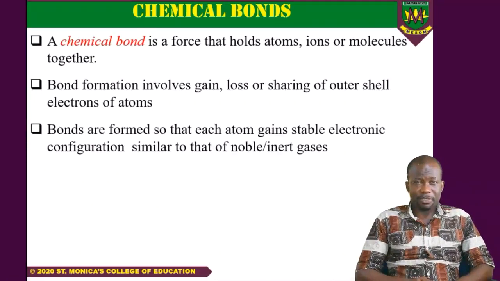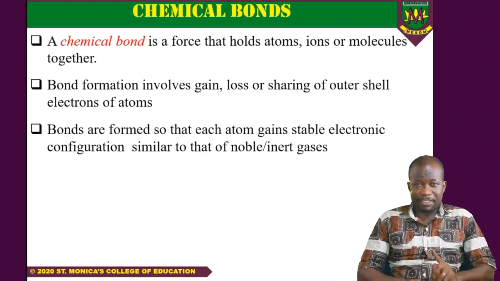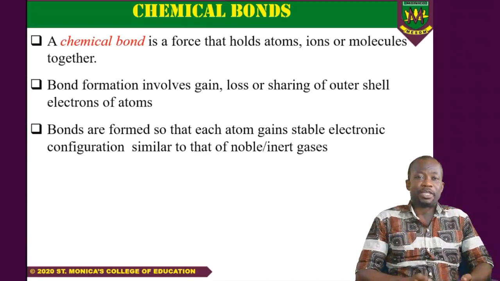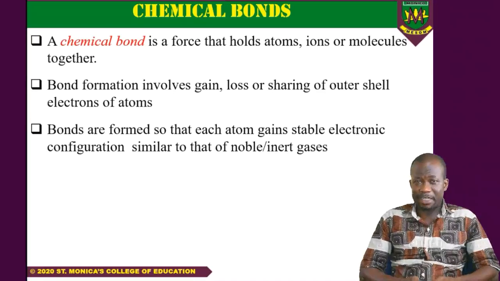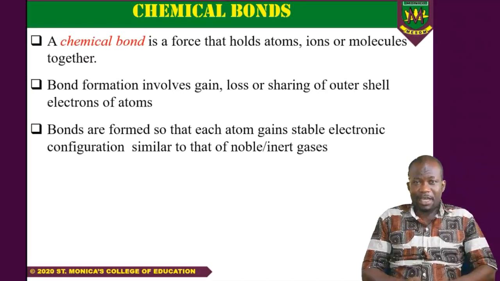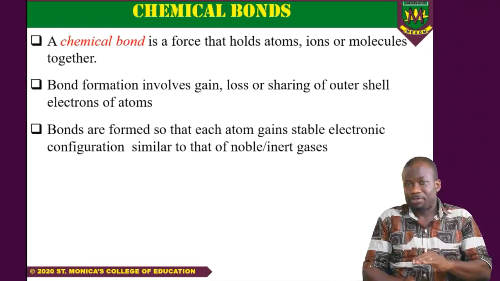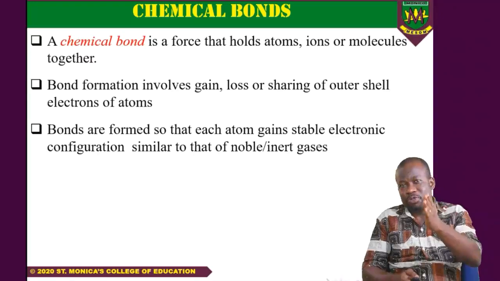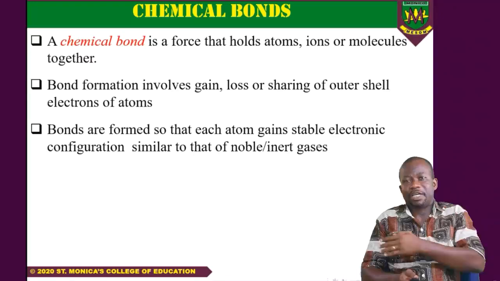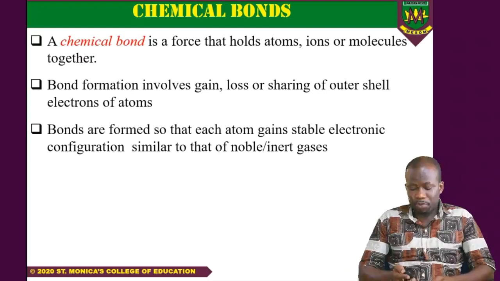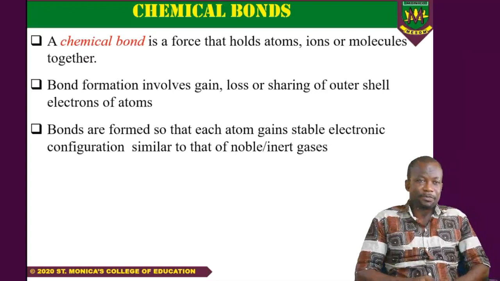Bonds are formed so that each atom gains a stable electronic configuration that is similar to that of the noble or inert gases. When we talk of the inert gases, formerly group 8 and now group 18 elements, I have already said that they are already stable. For example, neon, argon, helium. And so atoms that go into bonding also want to ensure that they are stable in nature, just like these noble or inert gases.